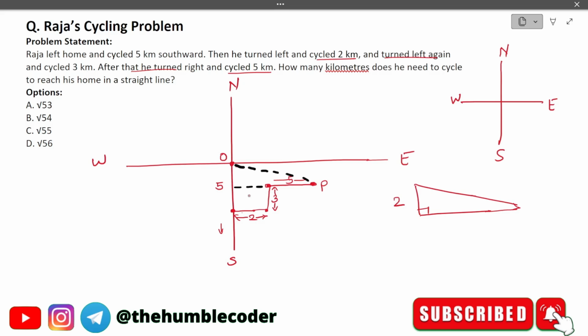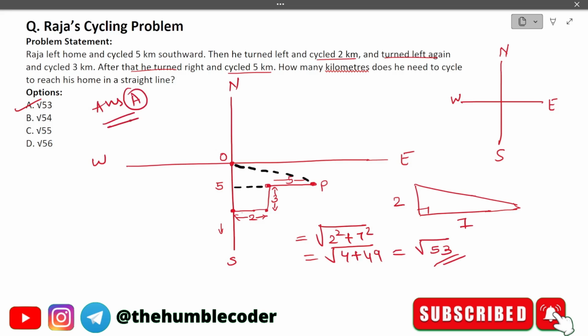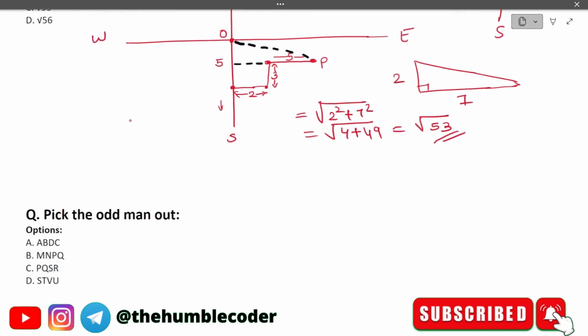For the base we have two things, 2 plus 5, which gives us 7. Now to find the hypotenuse, simply 2 square plus 7 square under root, which is 4 plus 49, and this is going to give us 53. So the correct answer in this case is option A, which is root 53. Okay, let's now move on to the next question.